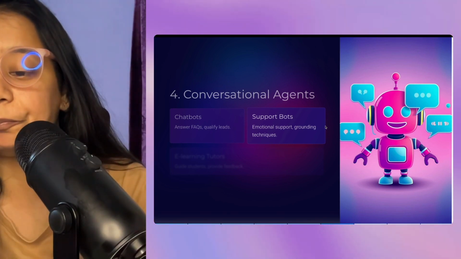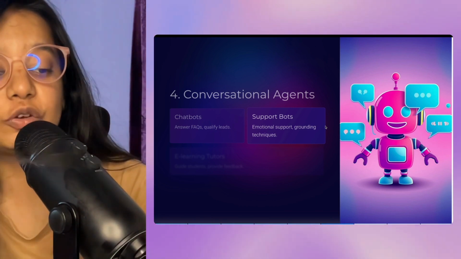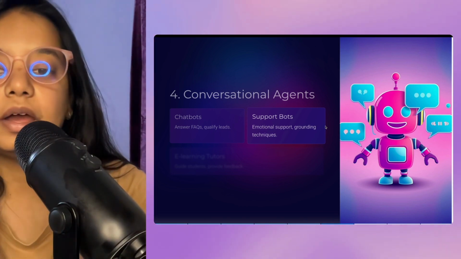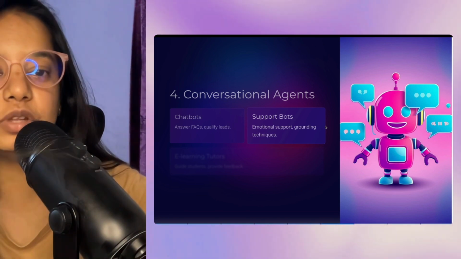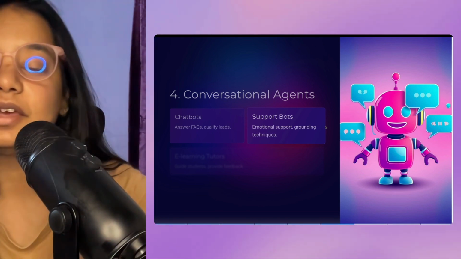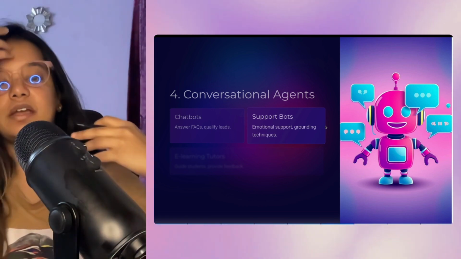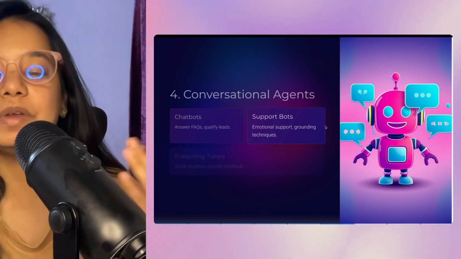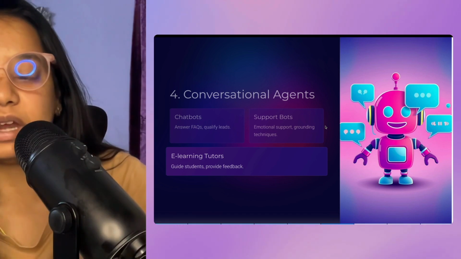Then support bots for emotional support, for people who are into the mental coaching business, into life coaching, or into journaling businesses. Those people use these kinds of bots, and they train these bots for providing emotional support to their clients, for grounding techniques, for journaling, and for asking questions. It's more like you are actually talking to a human, and that is why it has to be human-based talking. And again, you train your agent in that way, and only then will it provide that kind of results.